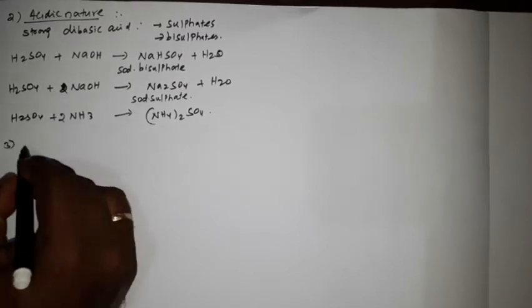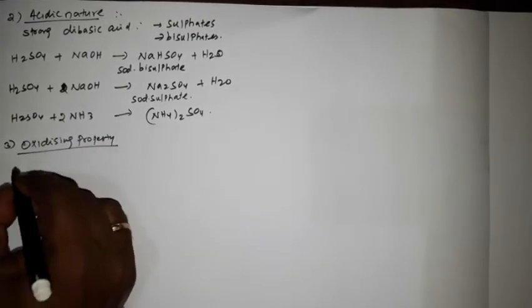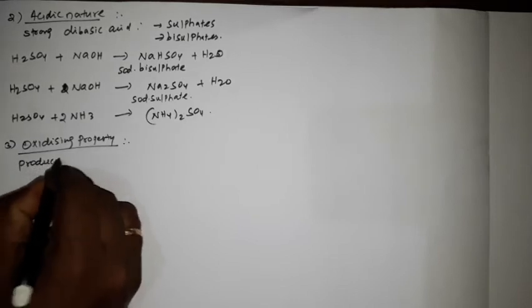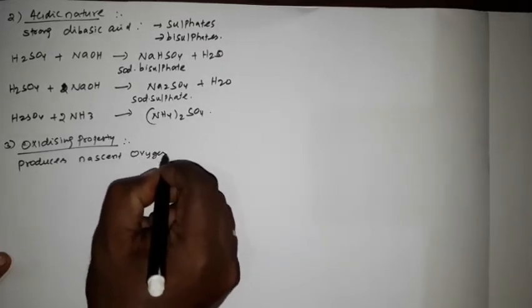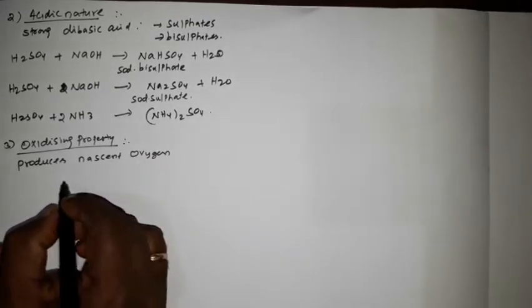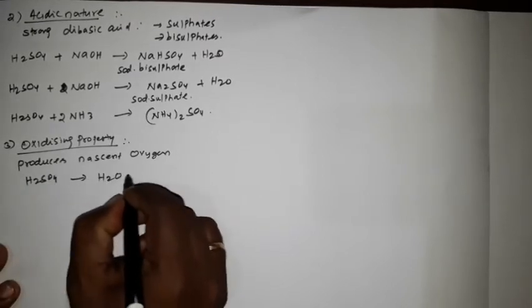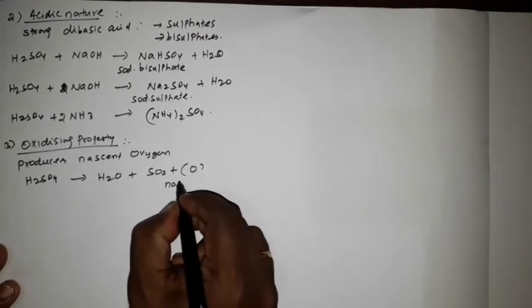Next is the oxidizing property, number 3. Sulfuric acid is an oxidizing agent, it produces nascent oxygen. Okay, see the reaction. H2SO4 gives water, H2O plus sulfur dioxide plus oxygen. This is nascent oxygen.